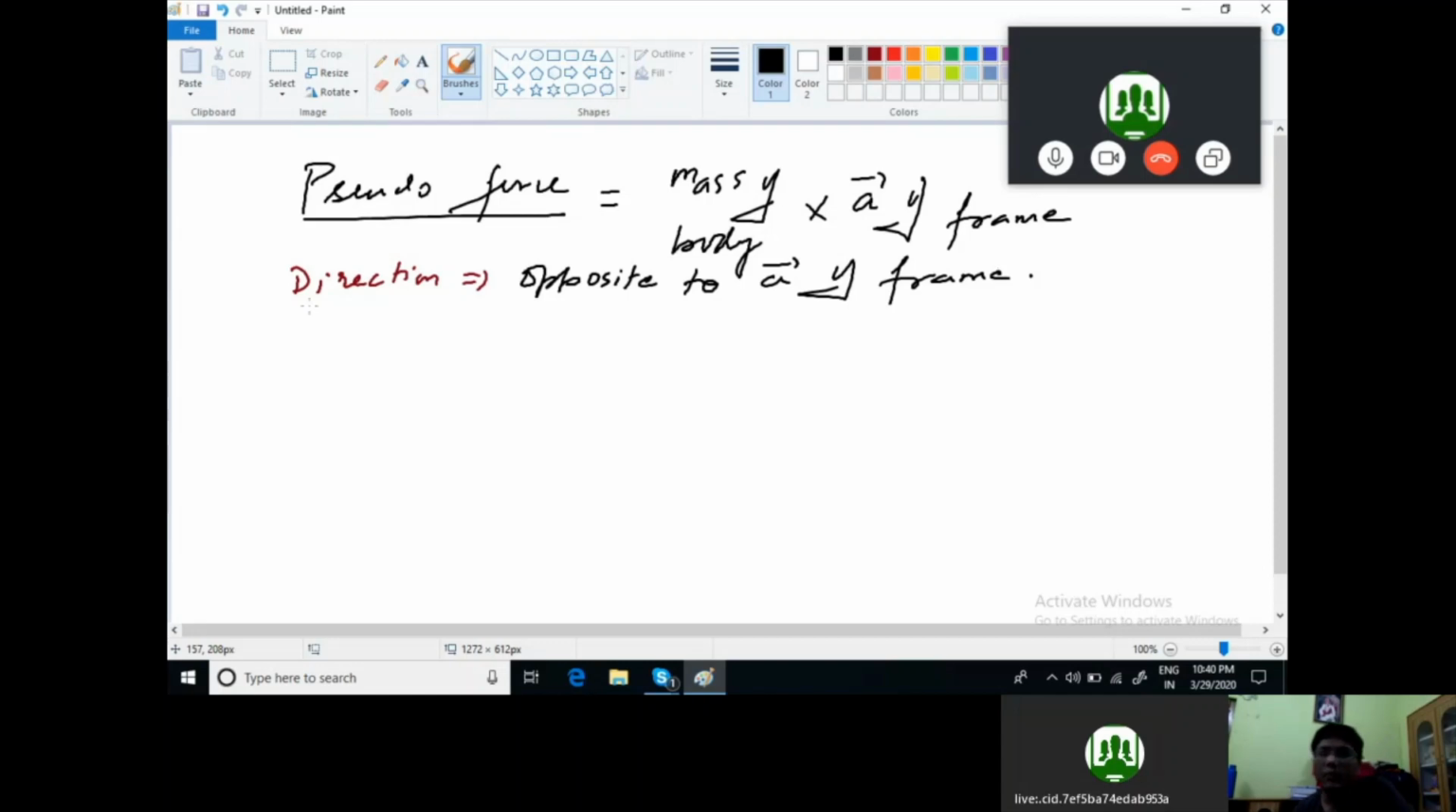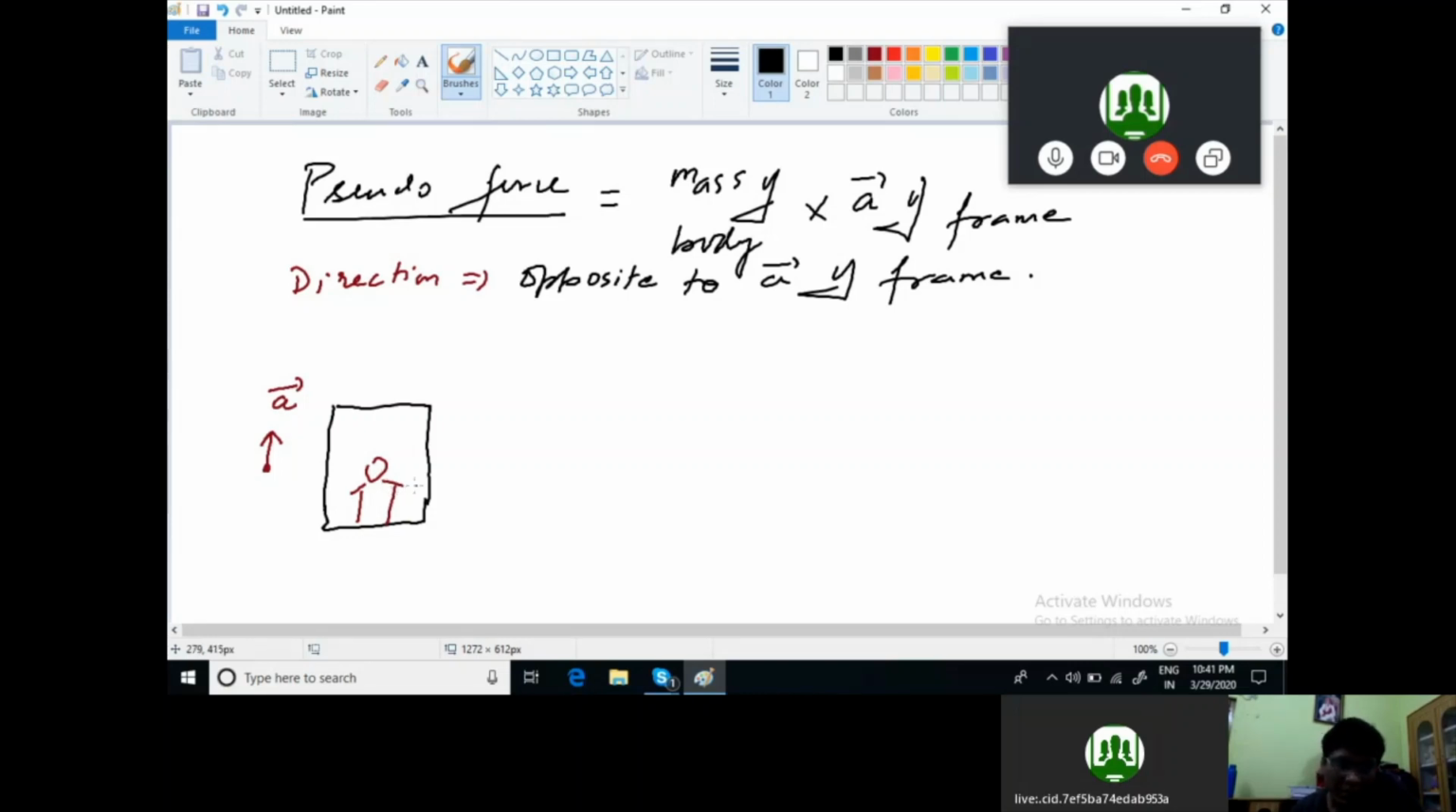Now let us solve one problem. In fact, we are going to solve two different conditions in physics. See, this is a lift, right? And in this lift one man is standing. This lift is accelerating in the upward direction with acceleration A. The question is to draw the free body diagram of this man and find the net force acting on him. So how to solve this question?